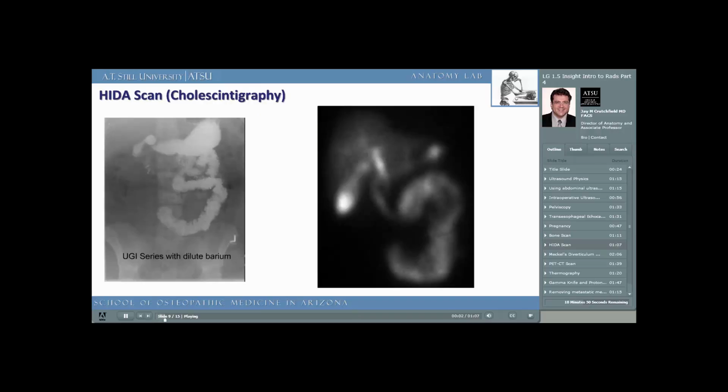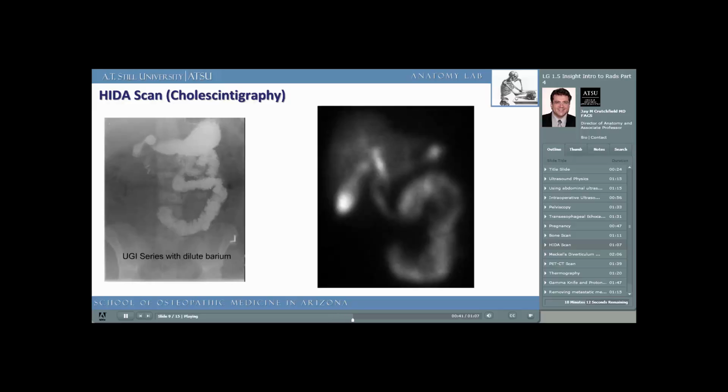Here we have a HIDA scan, also known as cholescintigraphy, and previously known as a Meckel scan. You'll learn later what the initials stand for, but for now, just understand this is a radioactive test, much like the bone scan, where the patient is injected with technetium, and using a gamma camera, images are obtained. In this image on the left only for comparison purposes, I've given you an upper GI series showing the relevant anatomy, the stomach, the duodenum, and the small intestines. On the right is a normal HIDA scan.